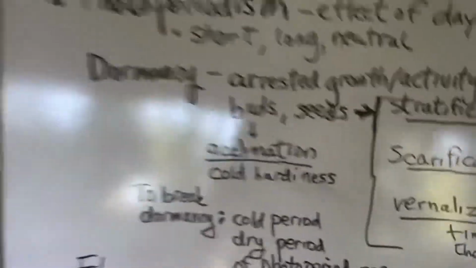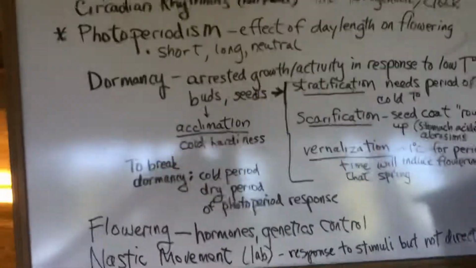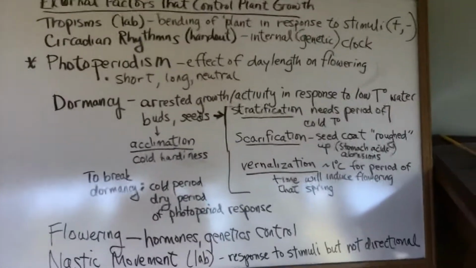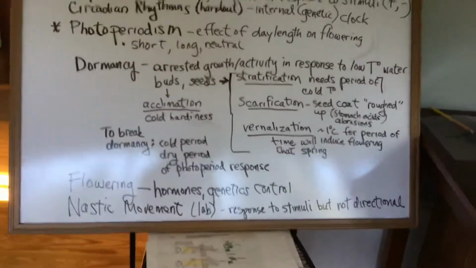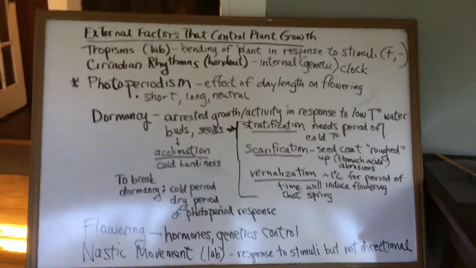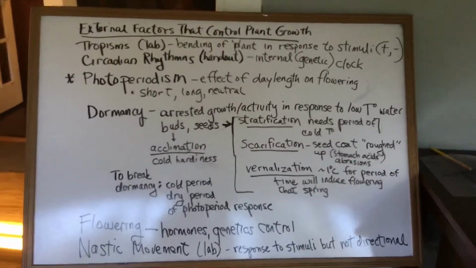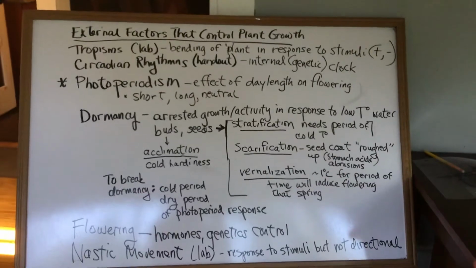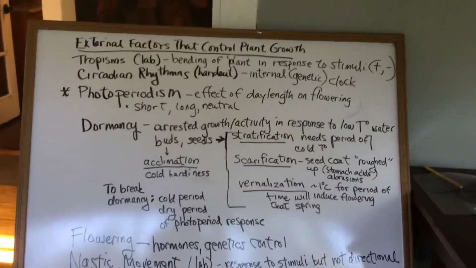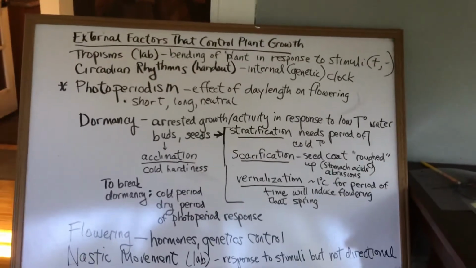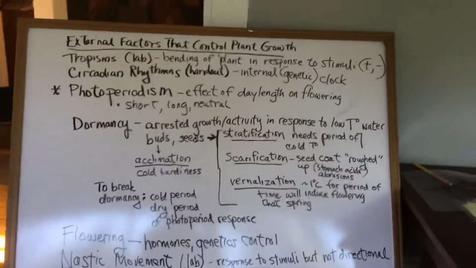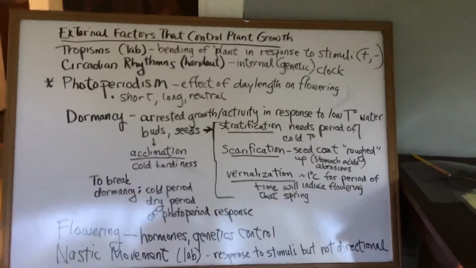Some other things that we want to talk about are dormancy. Dormancy is just an arrest of growth or activity, and it's usually in response to temperature and water. You can have dormancy of the whole plant, but mainly that is in the buds and or the seeds. So let's talk about the buds. If you have dormancy of the buds, usually this is a temperature or day length effect, and sometimes buds will show what we call acclimation, which is a cold hardiness.